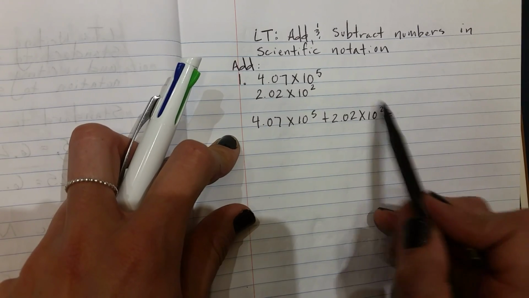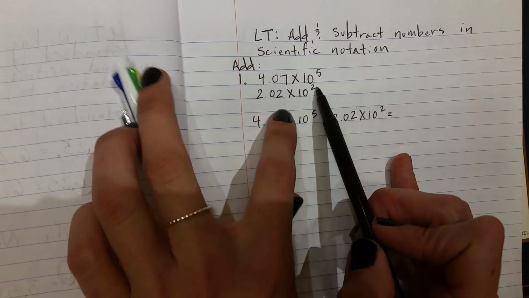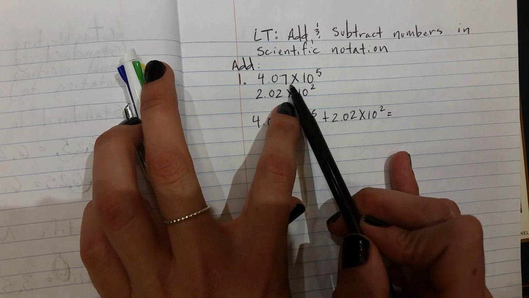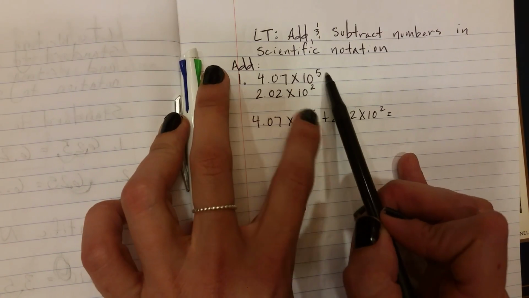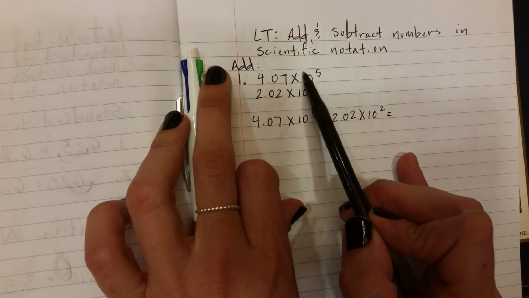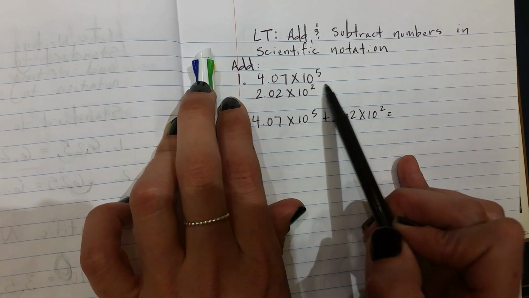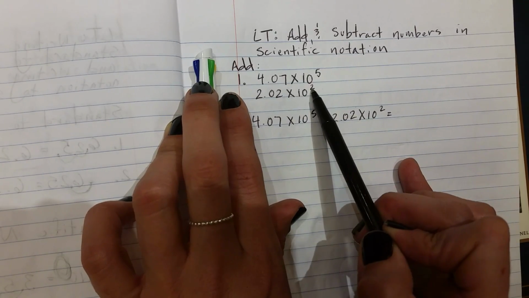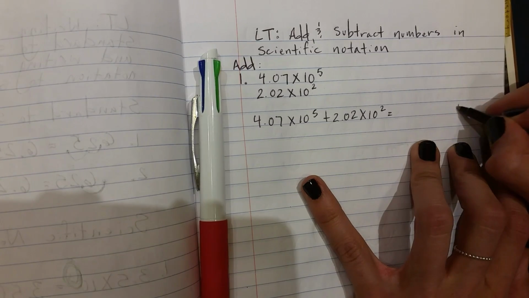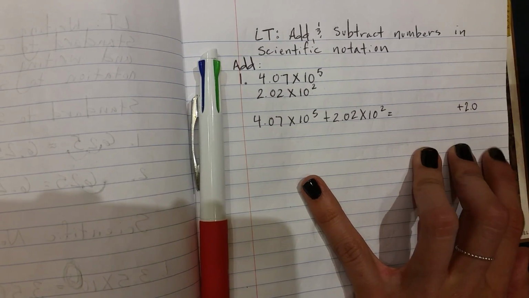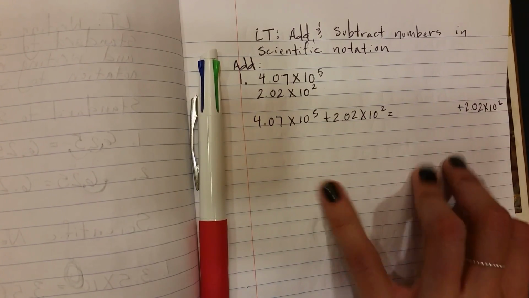Okay, so I'm going to take a look at my two exponents, and I can see that 4.07 times 10 to the fifth power is the bigger number because the exponent that we have shown is bigger than this exponent. So 10 to the fifth power is a bigger exponent than 10 to the second power. So I'm going to take my smaller exponent and put it off to the side here. 2.02 times 10 to the second power.